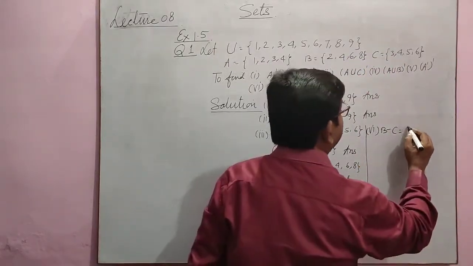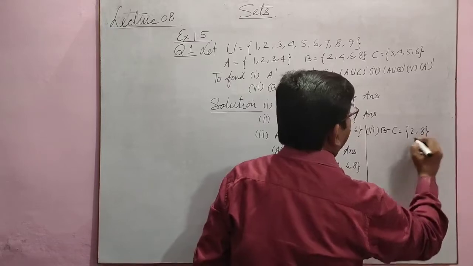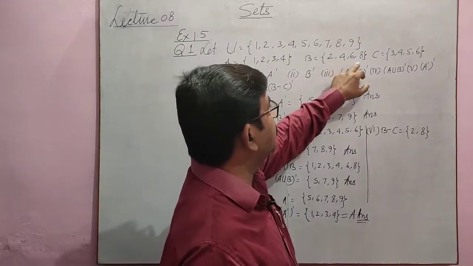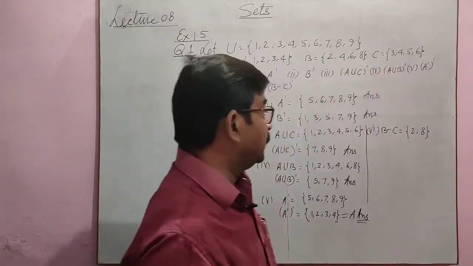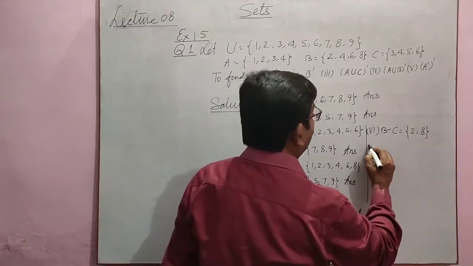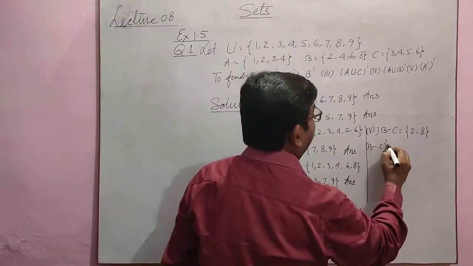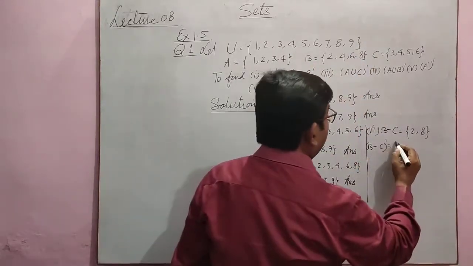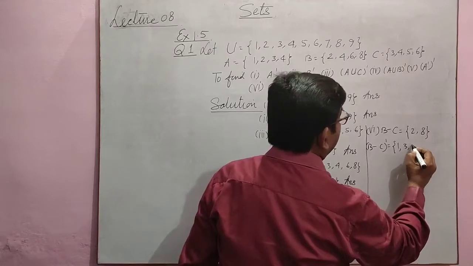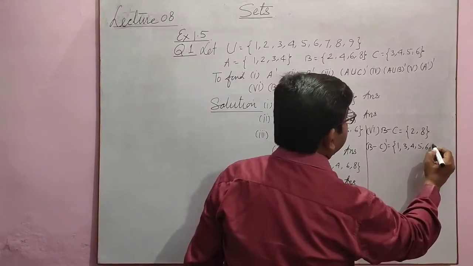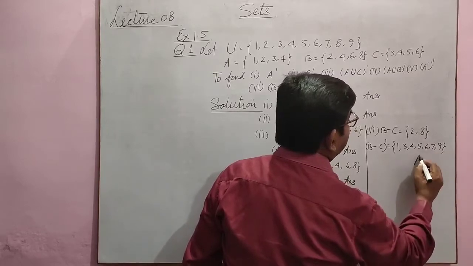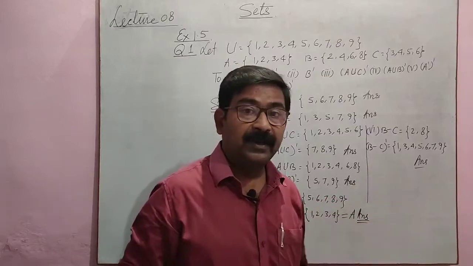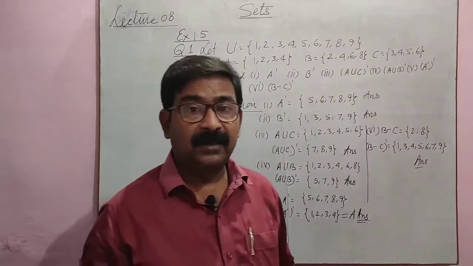So B minus C is what? 2 and 8, the elements of B which are not found in C. Now we have to find its complement, so B minus C complement. These 2 and 8 will be removed from the universal set. So what we have? We have 1, 3, 4, 5, 6, 7, 9. These are the elements left in B minus C complement. Got it? So this is how you can find the result.